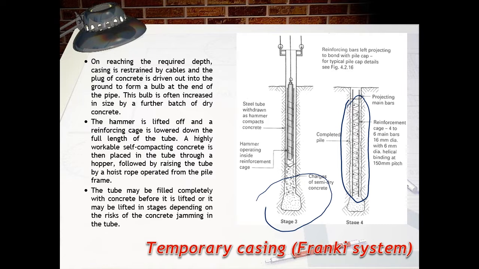A highly workable self-compacting concrete is then placed in the tube through a hopper, followed by raising the tube by hoist rope operated from the pile frame. The tube may be filled completely with the concrete before it is lifted, or it may be lifted in stages depending on the risk of the concrete jamming in the tube.